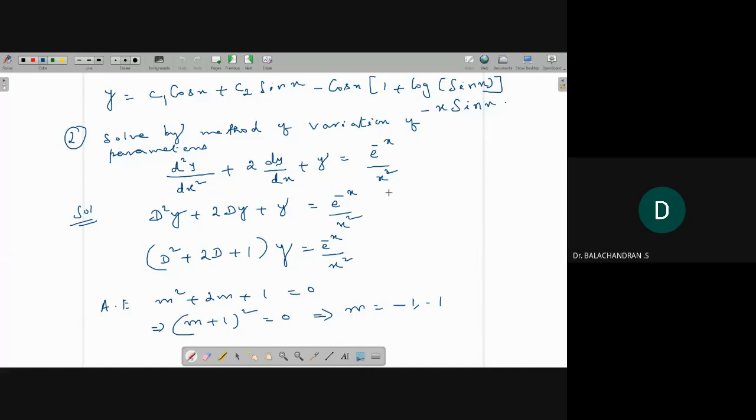The reason is, suppose if you write this as a d plus 1 whole square, d plus 1 whole square, if you take it to the numerator, 1 plus d square whole power minus 2 in PI. I'm telling in PI.